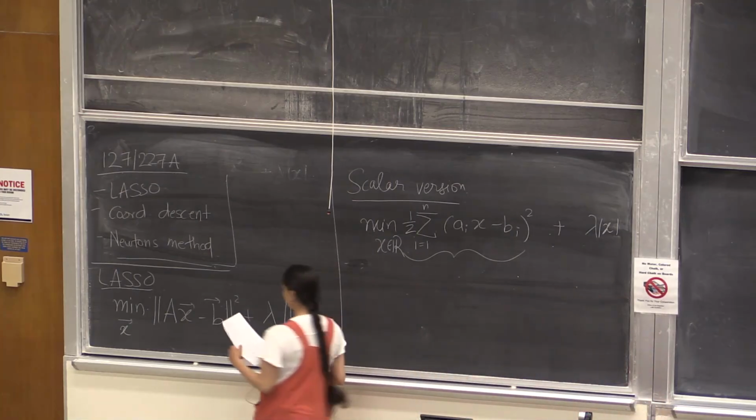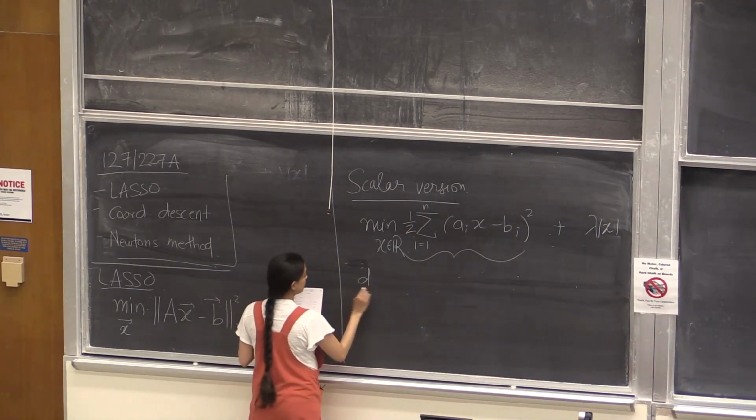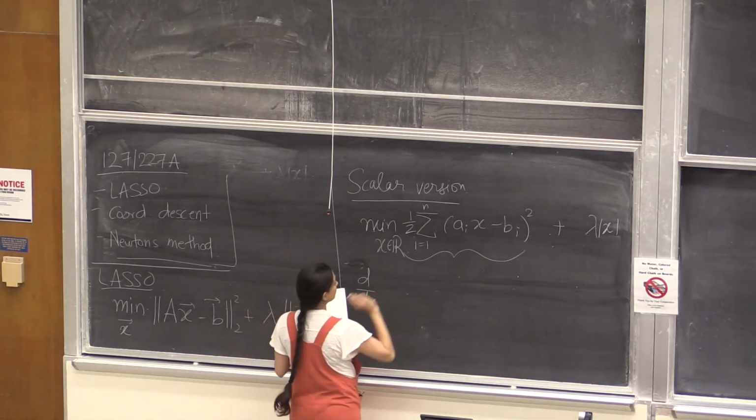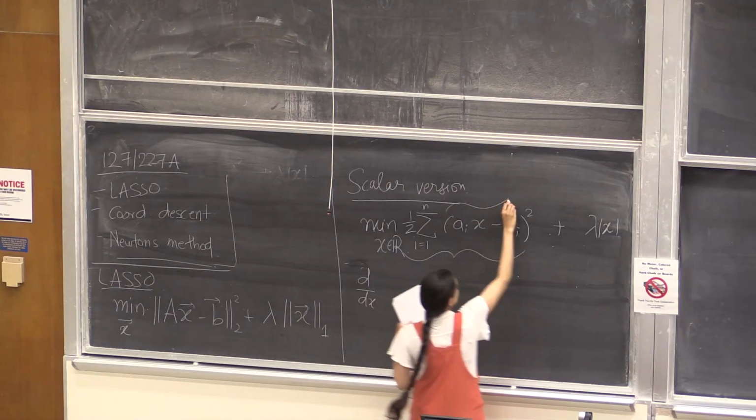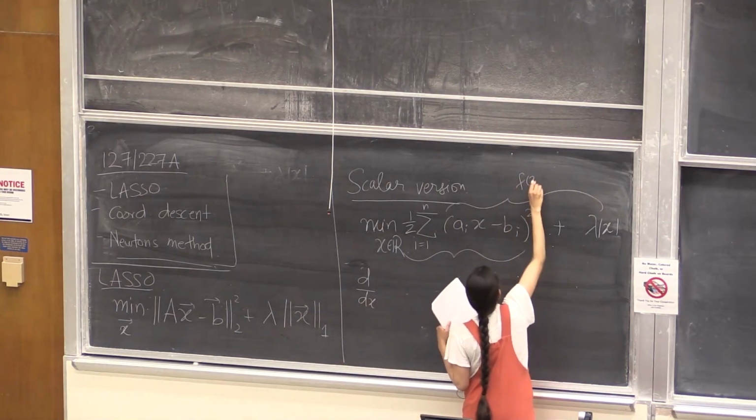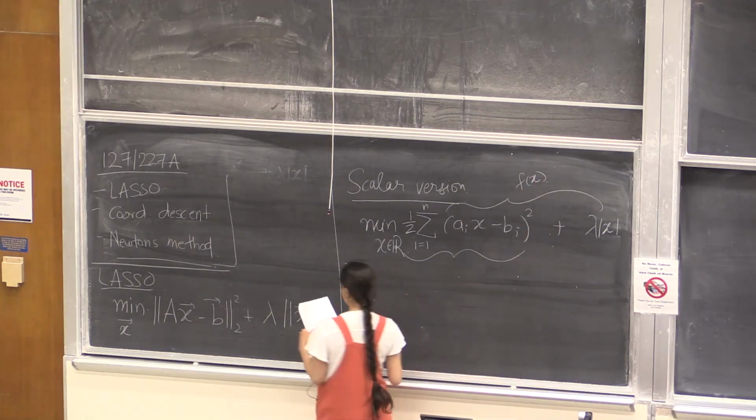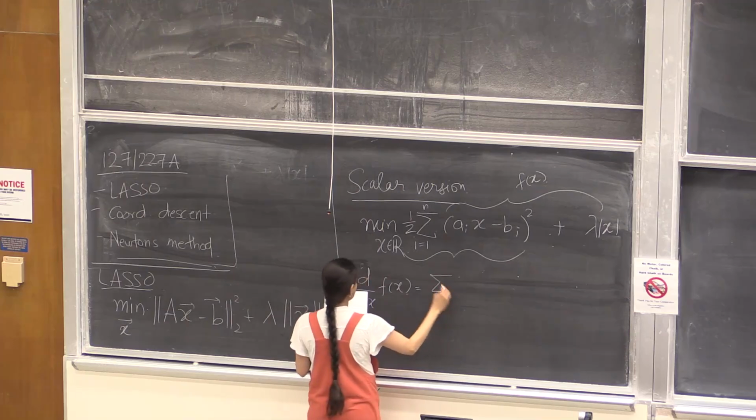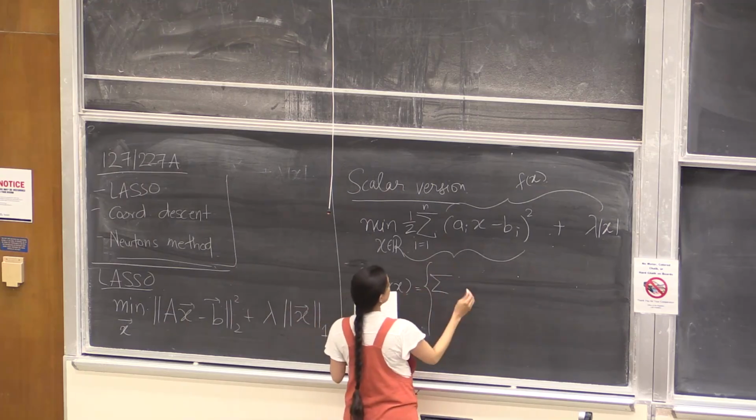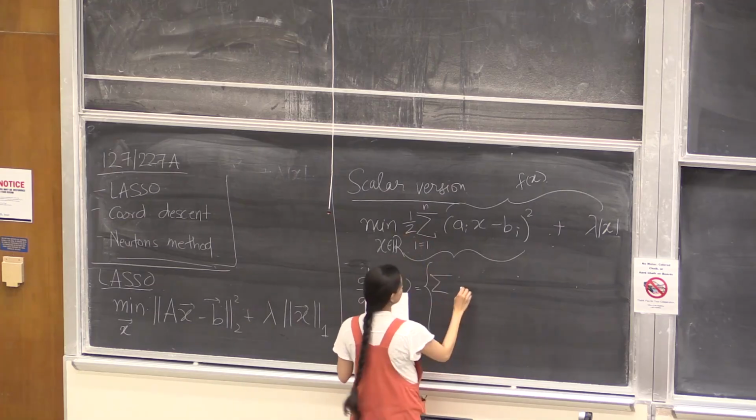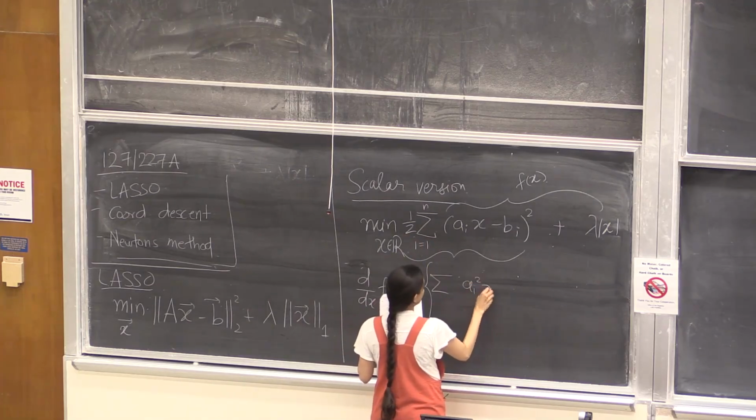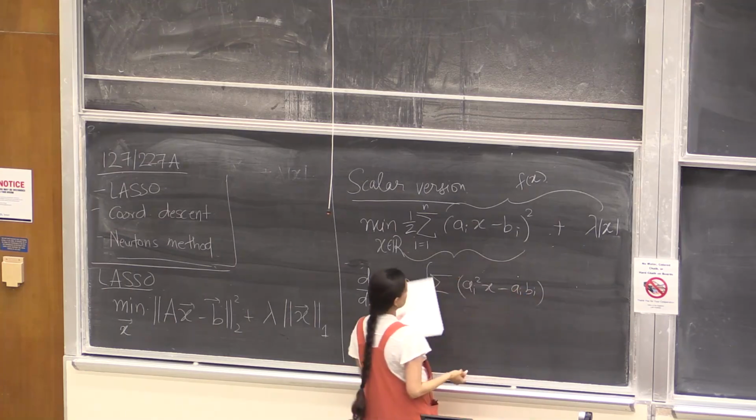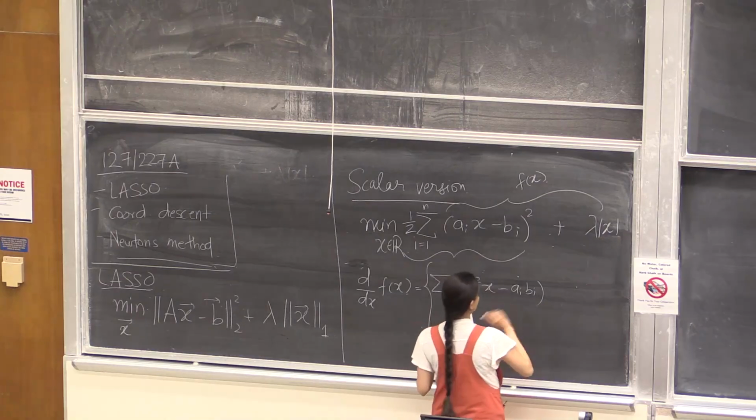So let's look at now the gradient of this thing. If I consider d by dx of this, let me call this whole thing f of x, then d by dx of f of x. Well, this is really easy. The 2's just cancel. And then I have ai squared x minus ai bi. This is calculus you've all done many, many times before this class.